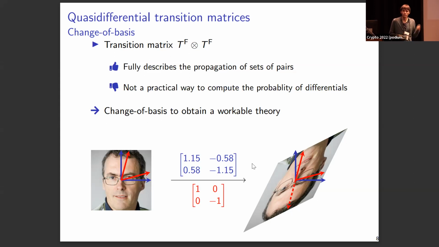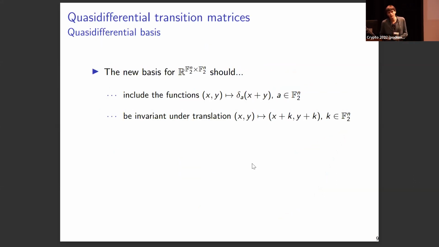So we're going to do the same thing now, but for this really big matrix, the transition matrix for pairs. And that means we have to choose a basis, of course. So how are we going to choose the basis? There are two natural properties that you would want this basis to have. The first one is that you want to include the indicator functions of sets of pairs with a constant difference. So those are these delta a functions. And the reason for that is that this is what we use in differential cryptanalysis, right?